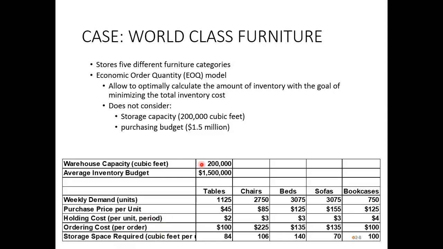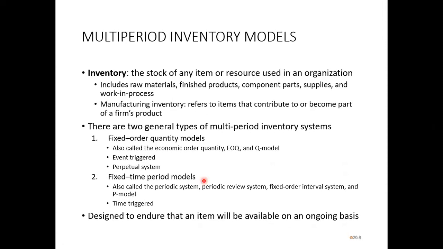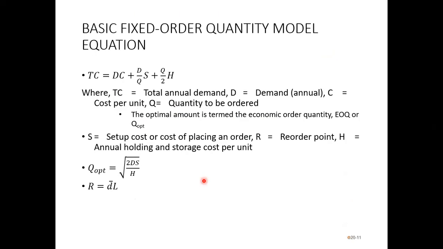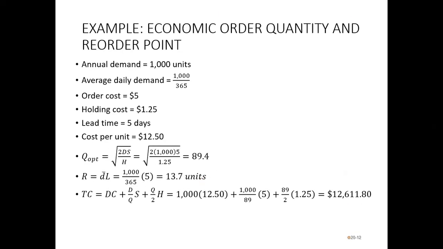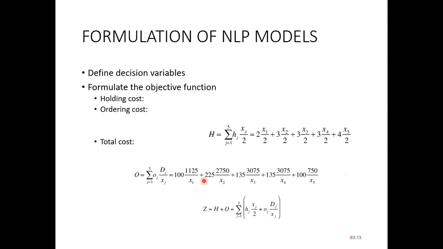You have 200,000, that is the total warehouse capacity in a shop, this world class furniture, and the average inventory budget is 1.5 million. So let's come back, and we have to find out that. EOQ is something better than EOQ, because EOQ doesn't have the inventory budget and the storage constraint. So there are two constraints which are not there in the EOQ model.